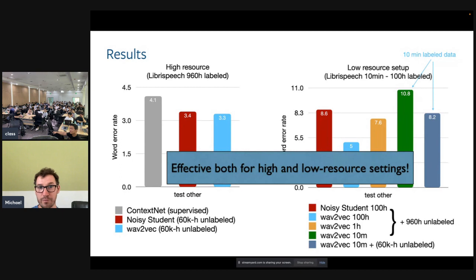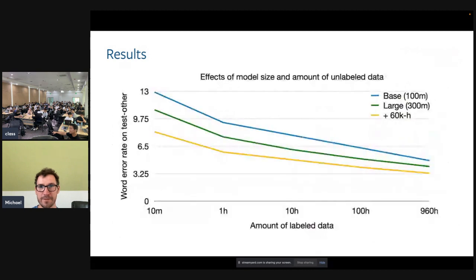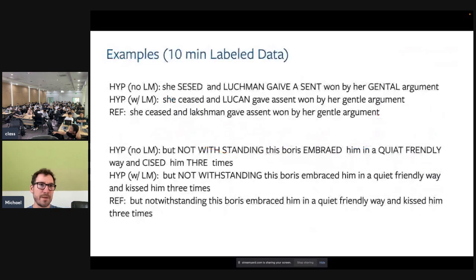So this shows that self-supervised learning can be effective for both high and low resource settings. Right. Let me skip over this slide here. And just to give you an idea what this looks like, what these models produce: this is a model that was trained with just 10 minutes of labeled data. So 40 sentences of data.